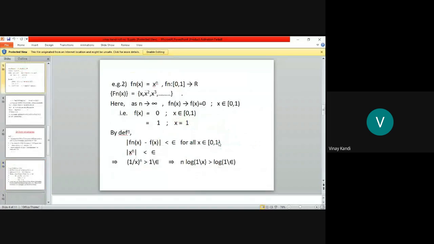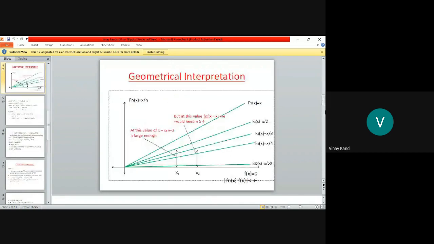Okay, now look at here. Uniform convergence, what is the definition? Wait a minute.